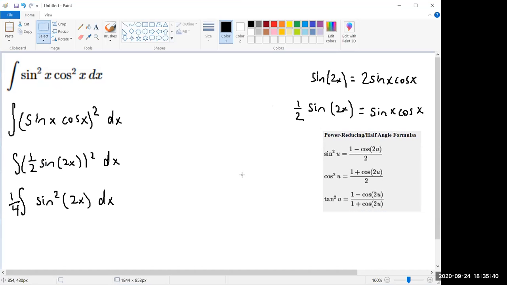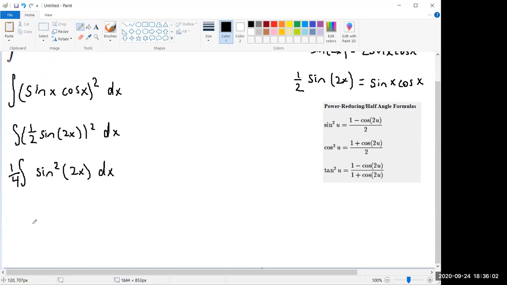Okay, here they are. So let's try using one of these. Which one do we need? We need the one for sine, so that's the first one. If we were to use the first power reducing identity, what will it become? Can someone tell me?